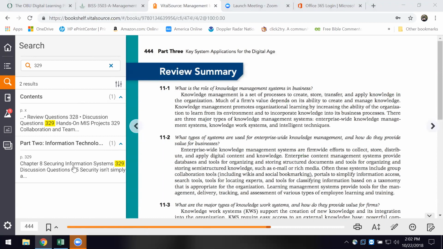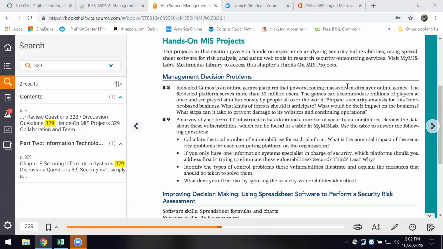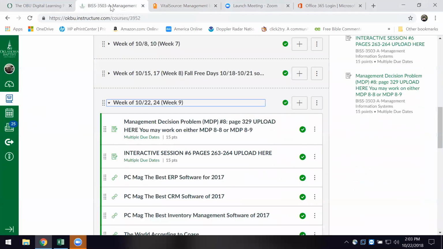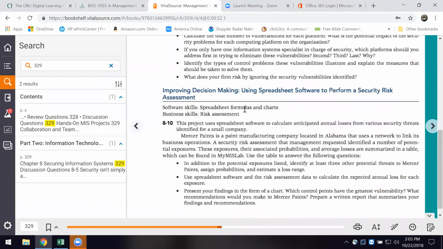Okie dokie. Here's page 329. And I've got these management decision problems, and we've got a couple of them. I give you your choice in terms of working with them. And I think, if I'm not mistaken, I said if you wanted to, you could do 8.10 as well. No, I didn't say to do 8.10. We kind of looked at that anyway when we did a little bit of risk assessment last time. And I think I'd had the risk assessment files over there, so we kind of covered that.